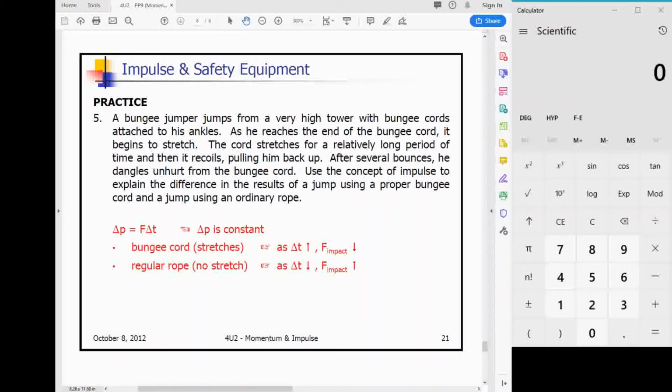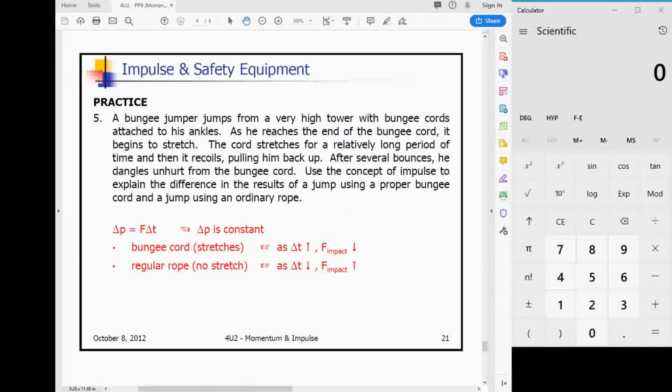This question, I'm just going to read through. We have a bungee jumper who jumps from a high tower. As he reaches the end, the bungee cord begins to stretch. The cord stretches for a relatively long period of time, and then it recoils, pulling him back. After several bounces, he dangles unhurt from the bungee cord. Let's use the concept of impulse to explain the difference in the results of a jump using a proper bungee cord and a jump using an ordinary rope.